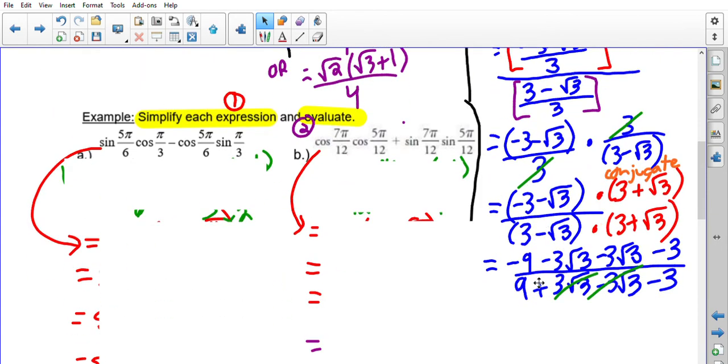3 times 3 is 9. 3 times positive root 3, 3 root 3. Negative root 3 times 3 is negative 3 root 3. Negative root 3 times positive root 3 is negative 3. Okay, so let me just write in here what we're doing. So in this step from here to here, we were doing FOIL.